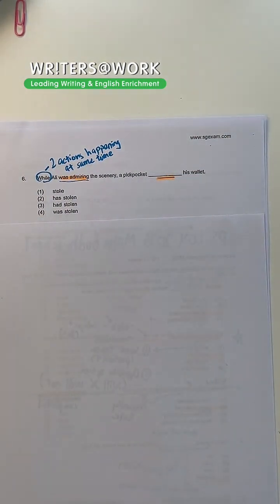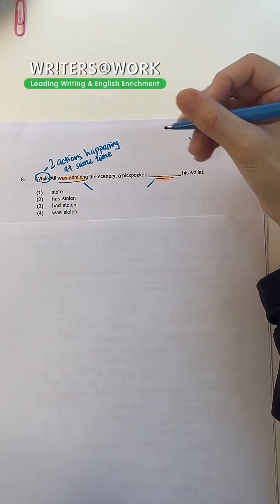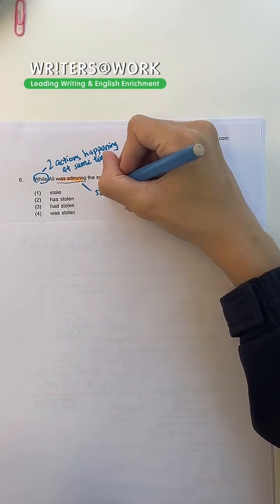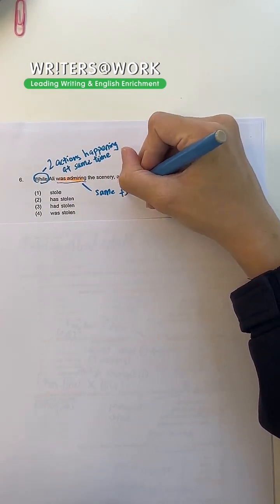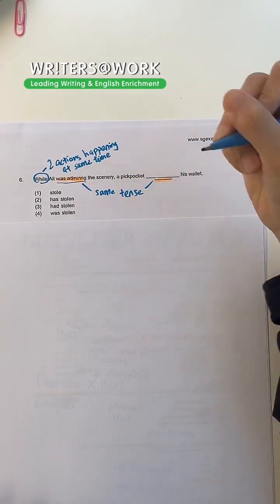So since they are happening at the same time, that tells us that they are both in the same tense. Does that make sense to everyone? Because they are happening at the same time, they should be in the same tense. They should both be present, both be future, both be past. Okay, they must match the tense. So far, any questions? Does this make sense?